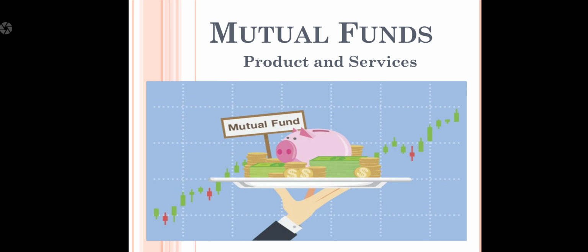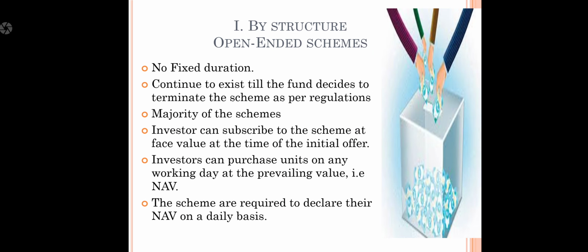So let's discuss how these open-ended and close-ended schemes are available. When we discuss mutual fund products and services, or classifications, the first classification that we have to consider is how the mutual fund is classified structure-wise, that is open-ended schemes. Now, the name itself, open-ended schemes, means these funds buy and sell units on a continuous basis and allow investors to enter and exit at their convenience, not at the AMC's.